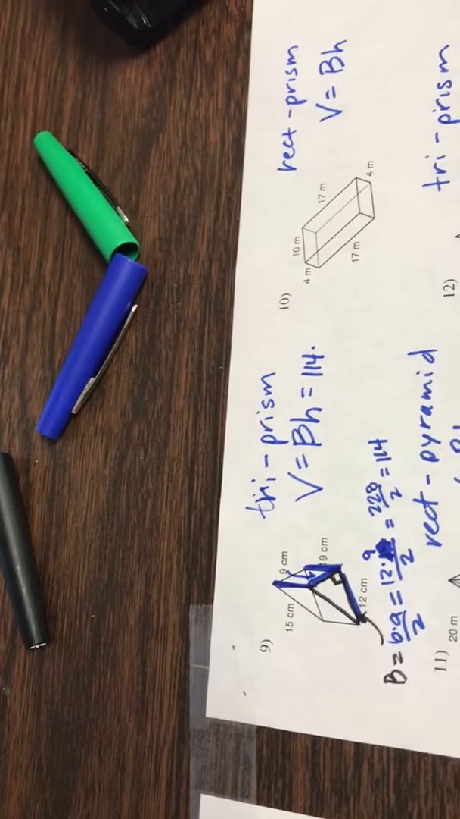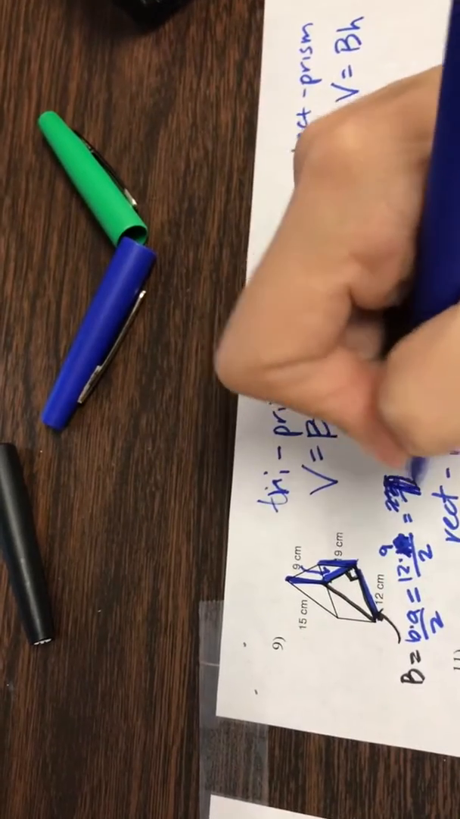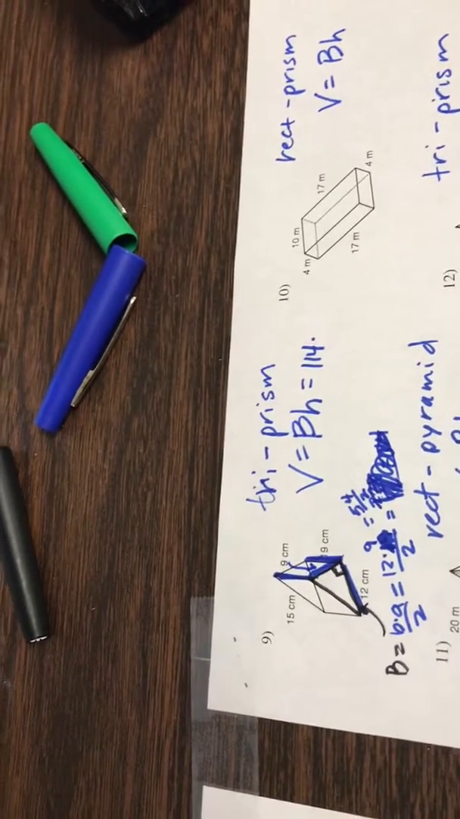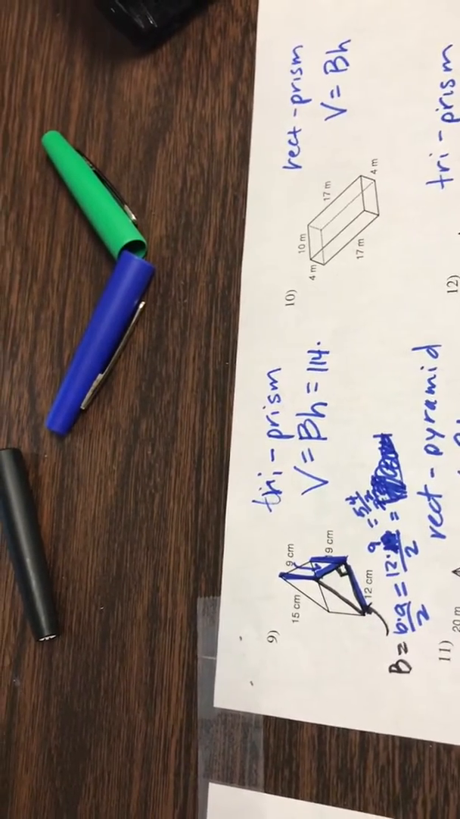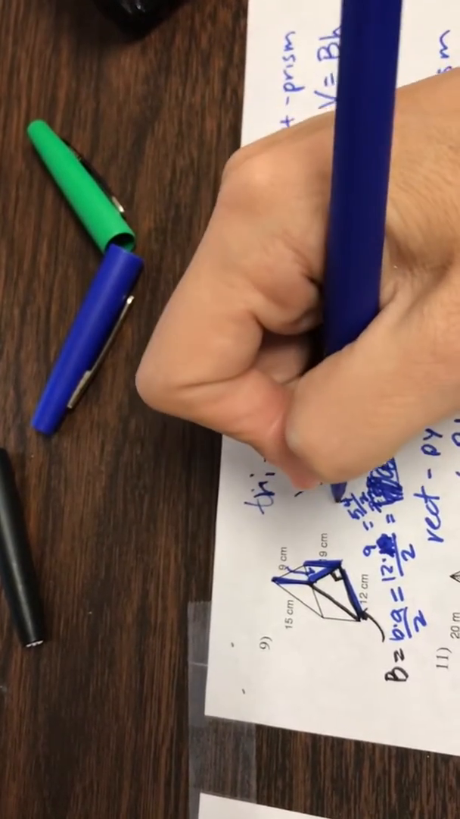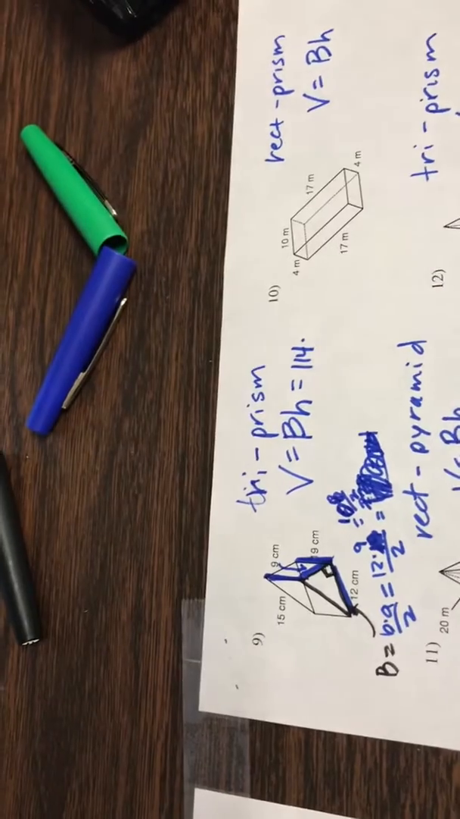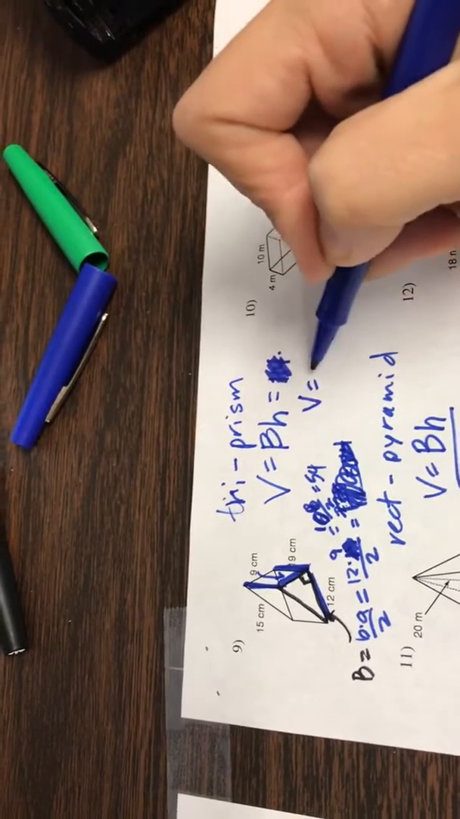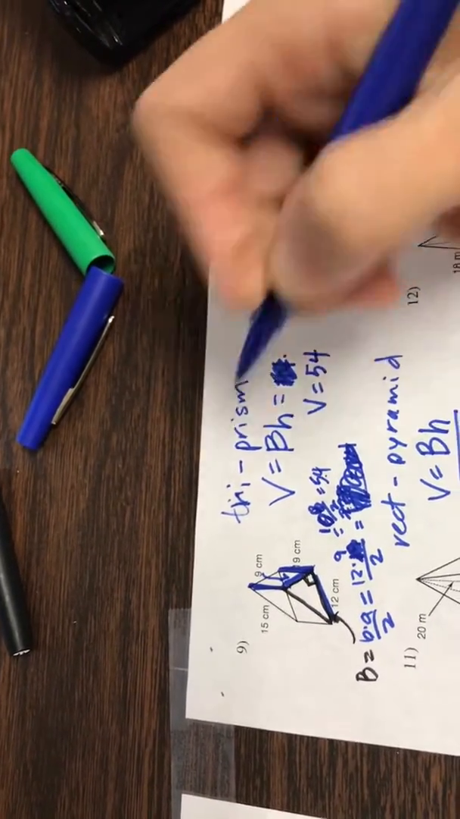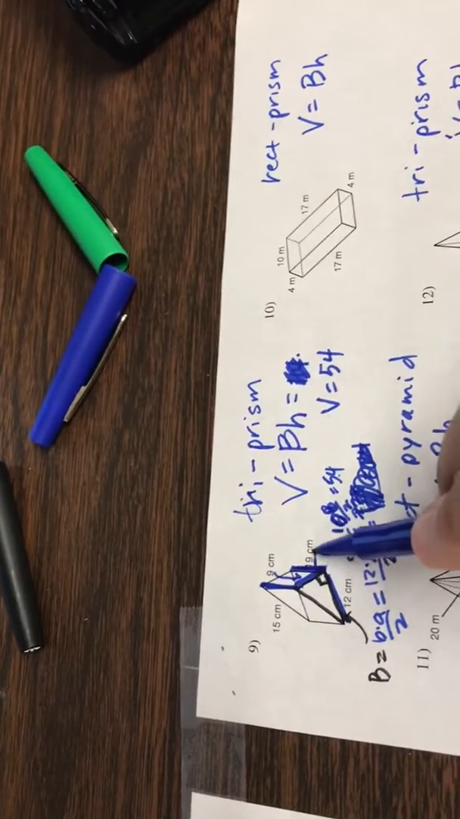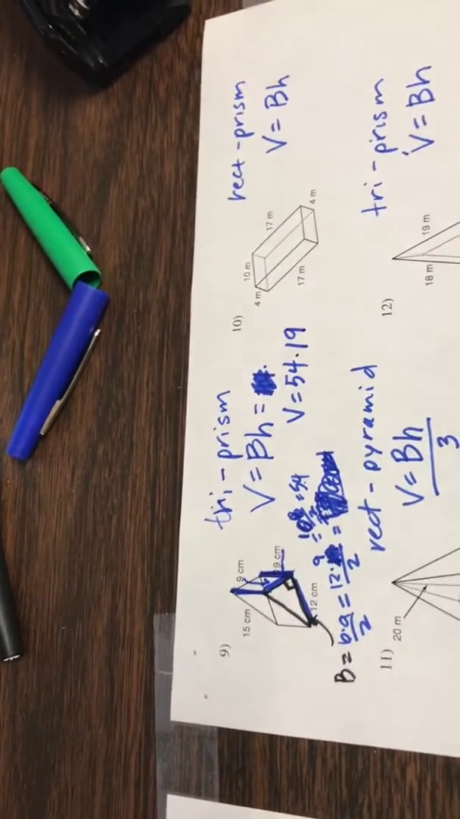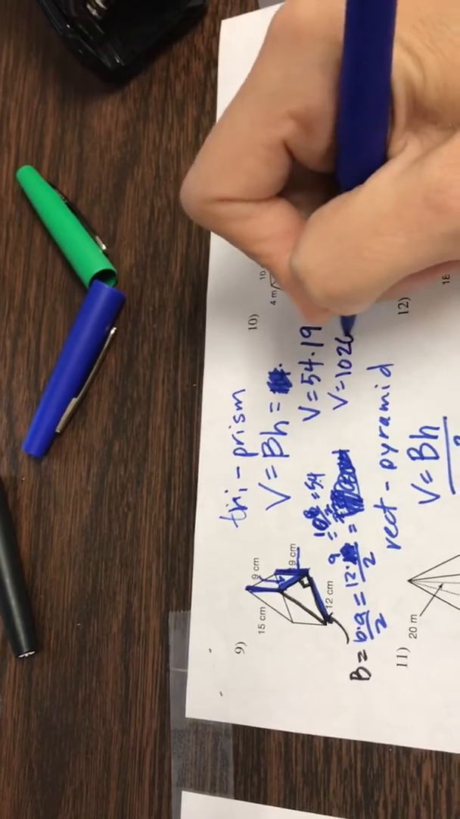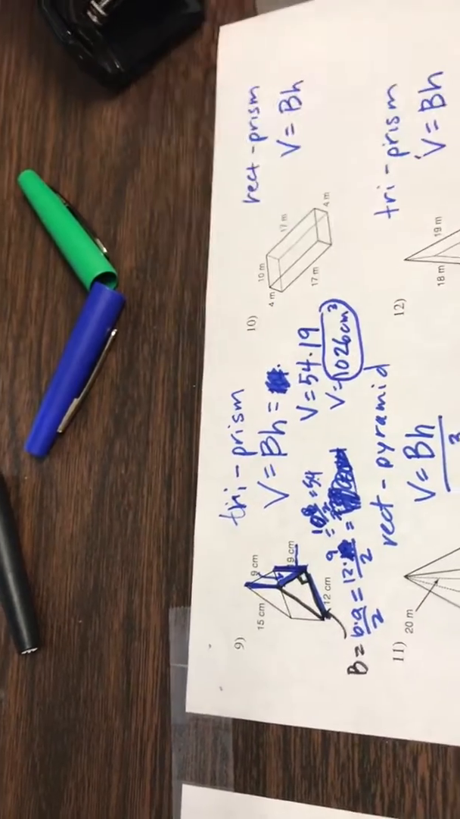12 times 9, divided by 2, I get 54. 12 times 9 is 108. Divide by 2, and I get 54. Okay, so the volume of anything in the universe is the area of the base, which is 54, times however high I stacked it. So it looks like they definitely stacked it 19 high. So I'm going to take 54 times 19, and I get 1026 centimeters cubed. Okay.